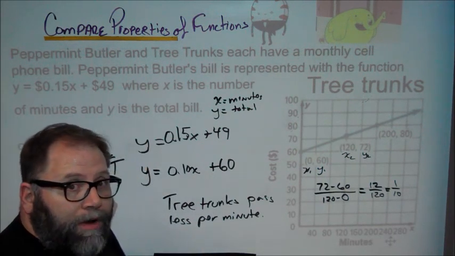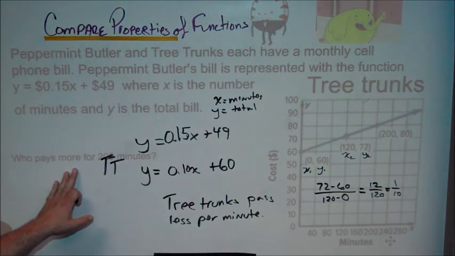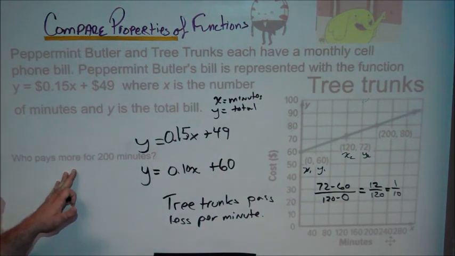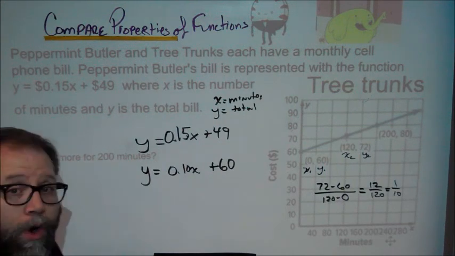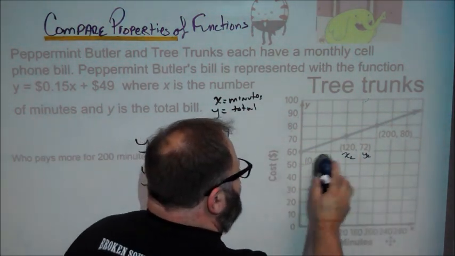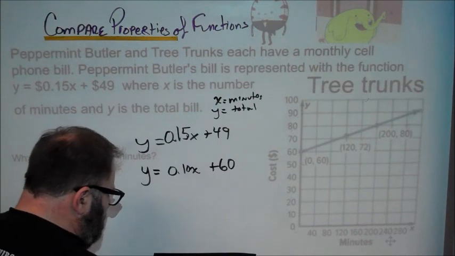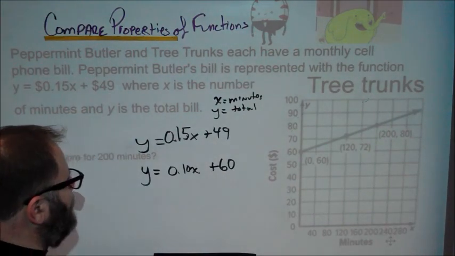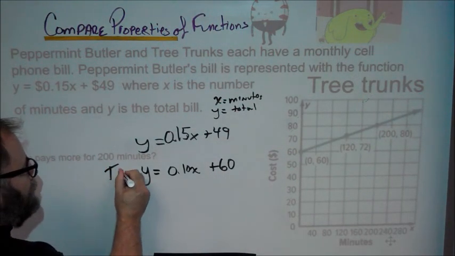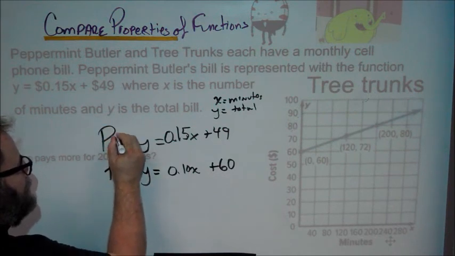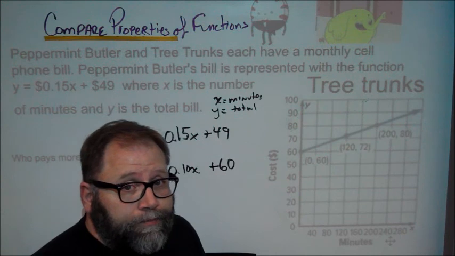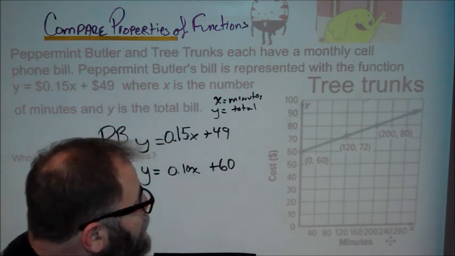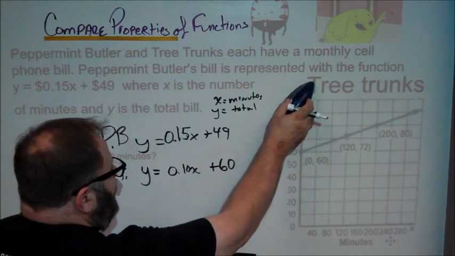All right, let's do one more comparison now. All right, what does this say here? Let me erase tree trunks for a second here. Let me erase this piece. Who pays more for 200 minutes? Well, now we're going to check to see who pays more for 200 minutes. So just so that we remember, this was our equation for tree trunks. This is our equation for Peppermint Butler. Like if we lose that, we're in trouble. It's going to be really difficult to keep these straight if we don't have that information.